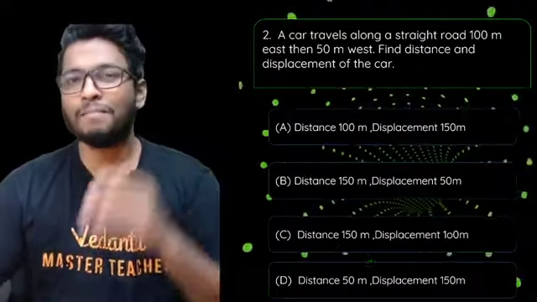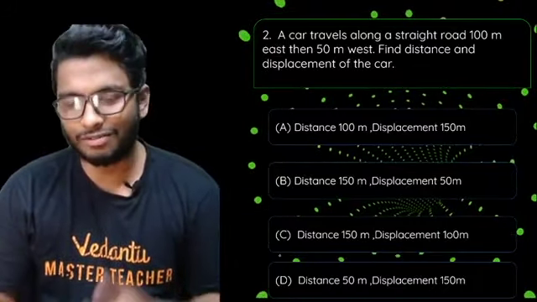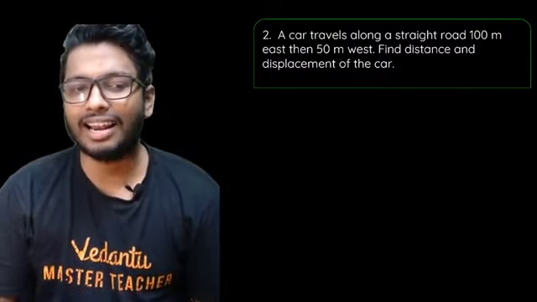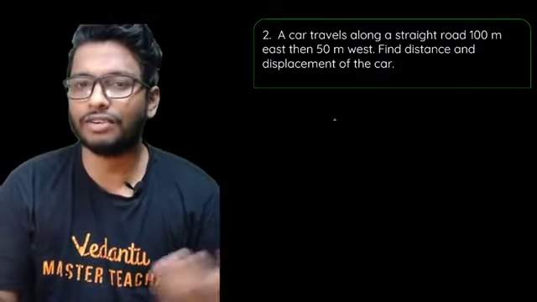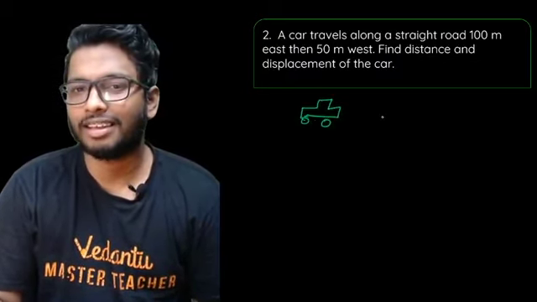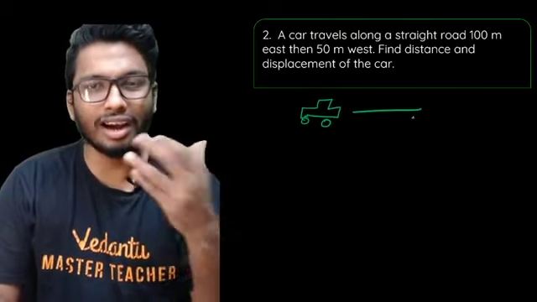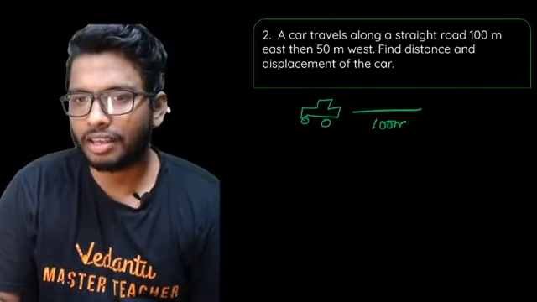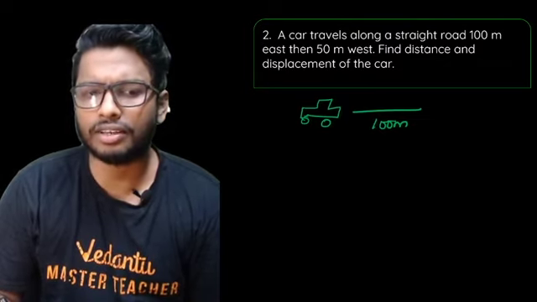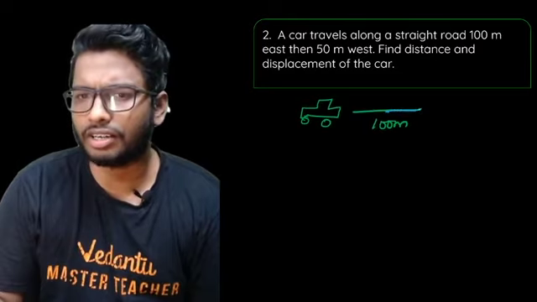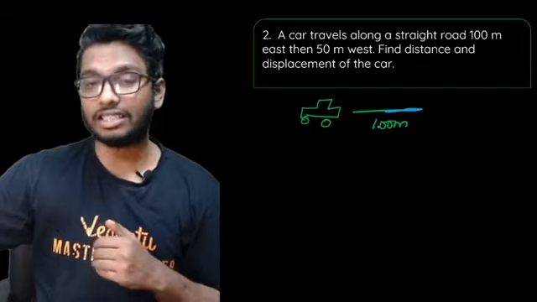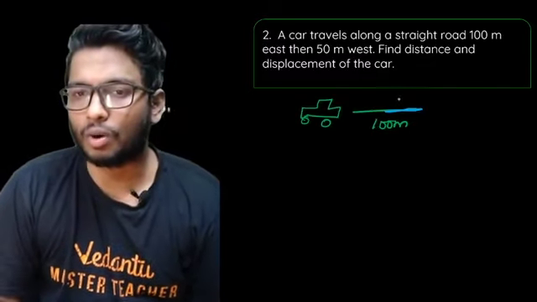So once again, people, pause the video and try out the question by yourself. In the meantime, I'll try to solve it for you people. All right, so here we go, guys. Let me just draw a simple looking car first. All right, so it goes all the way to 100 meters. And then it comes back another 50 meters, so I'll draw that with a different color. So he goes 100 meters towards east and then 50 meters towards west.